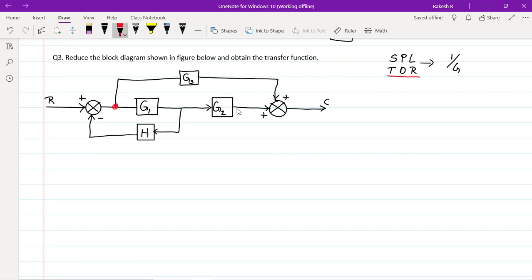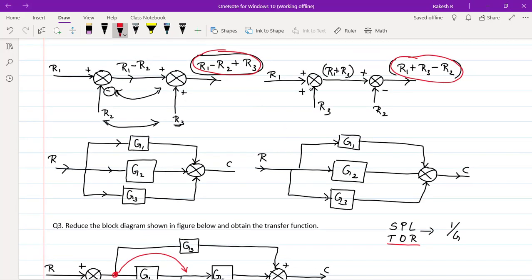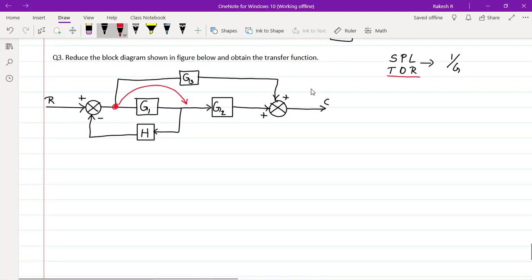I'll move this takeoff point towards the right, that means I'll move it here. In the previous lecture I told you that takeoff points can be interchanged, which doesn't affect the result at the output. When we interchange takeoff points or summing points, the result will not alter. Keeping that in mind, I'll move the takeoff point towards the right here. Now the block diagram will be like this.